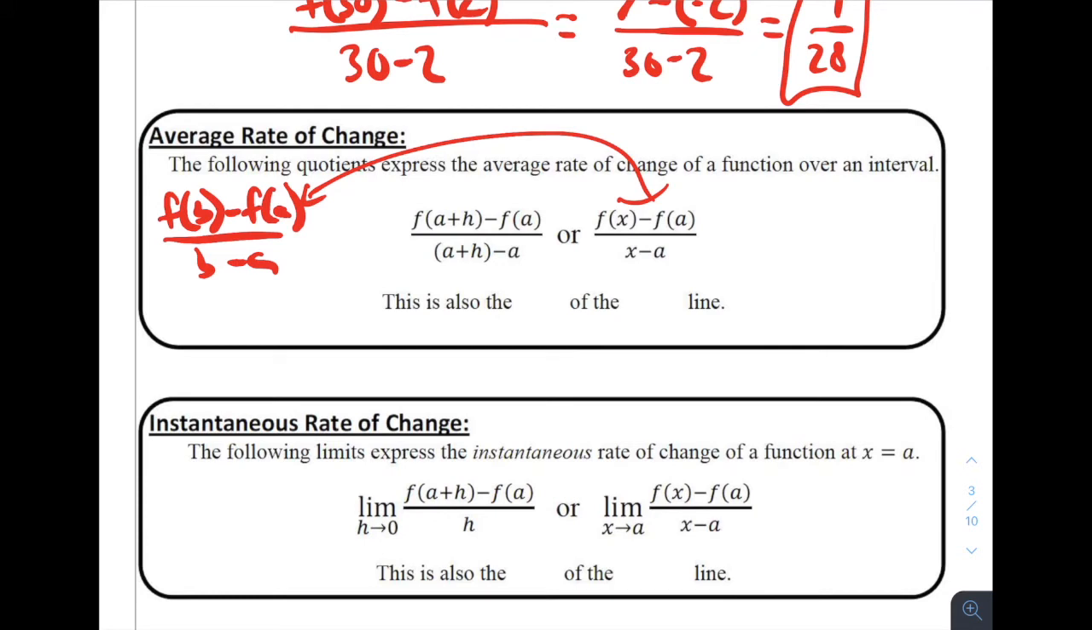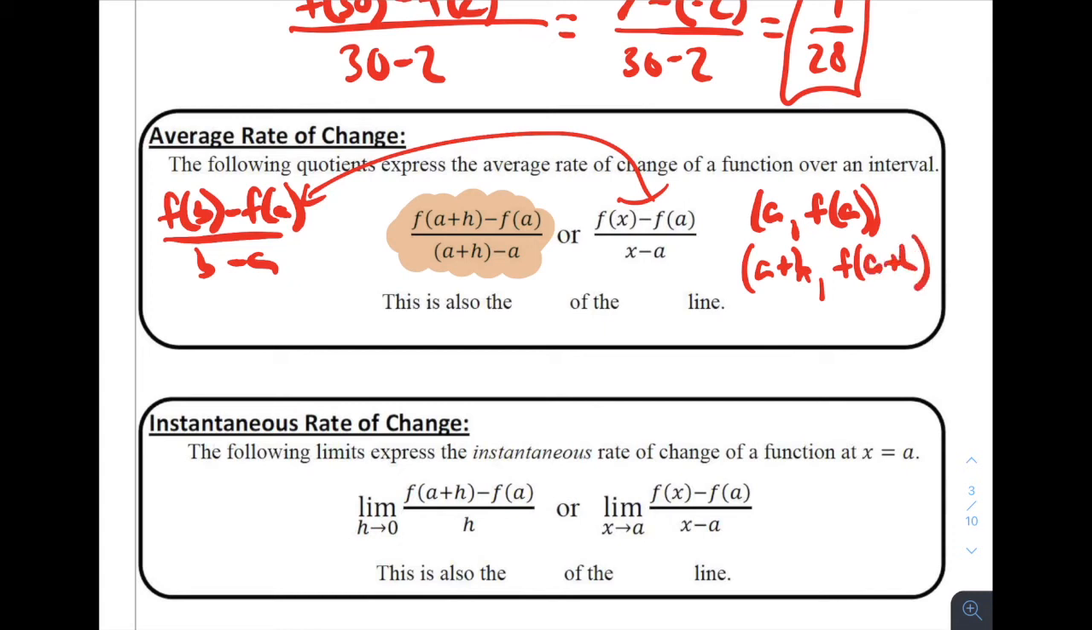So then the question is, what are these h's? What we have in this case is we're imagining sort of 2 points. One where we have the value a comma, if we plug into that function, the output would be f of a. And then the second point would be some h units away from the a value. And if we plug that in for f as the input, we would have f of a plus h.